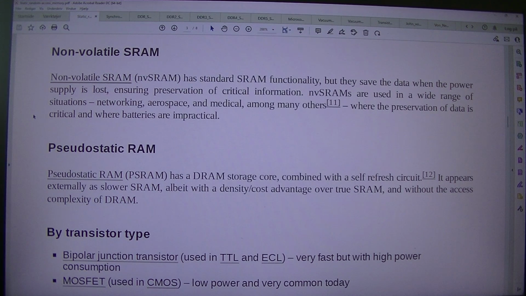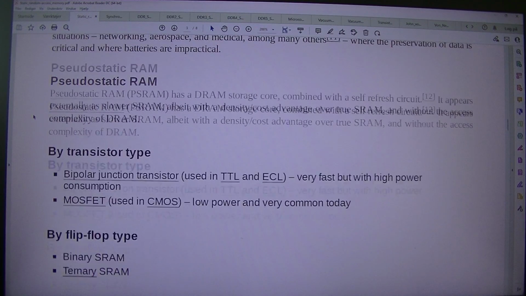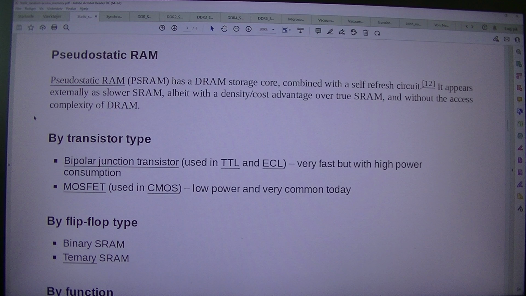Pseudostatic RAM. Pseudostatic RAM, PSRAM, has a DRAM storage core, combined with a self-refresh circuit. It appears externally as slow as SRAM, albeit with a density/cost advantage over true SRAM, and without the excess complexity of DRAM. By transistor type.